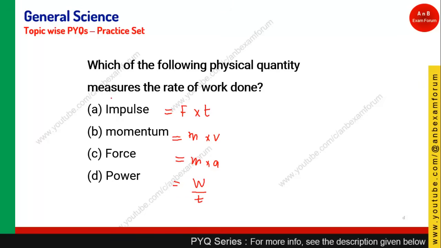So if you see all of these options, only power has something related to work, and since time is in the denominator, it represents the rate. So rate of work done is nothing but power. Those who have given option D, they are right. Power is basically the quantity which measures the rate of work done.